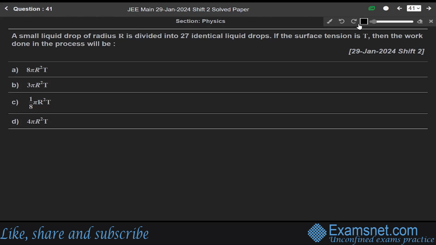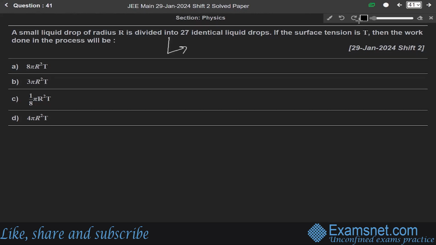So students, our next question is question 41. A small liquid drop of radius R is divided into 27 identical liquid drops. If the surface tension is T, then the work done in the process will be, we have to find the work done. Okay, so this question is from the chapter of surface tension.